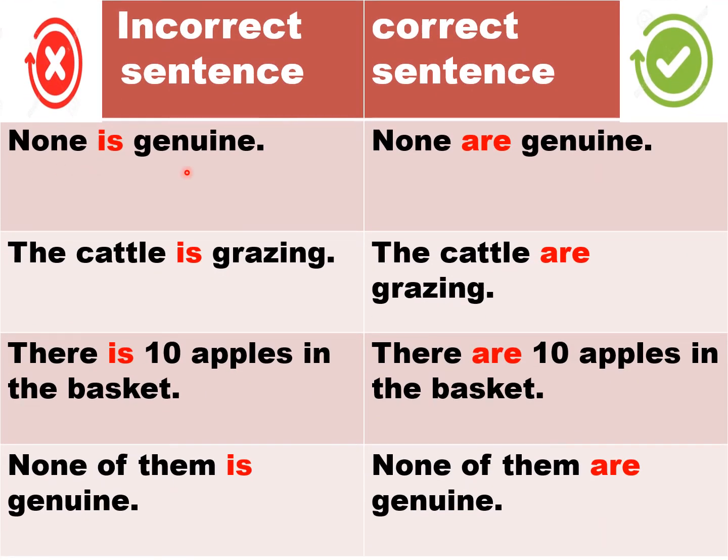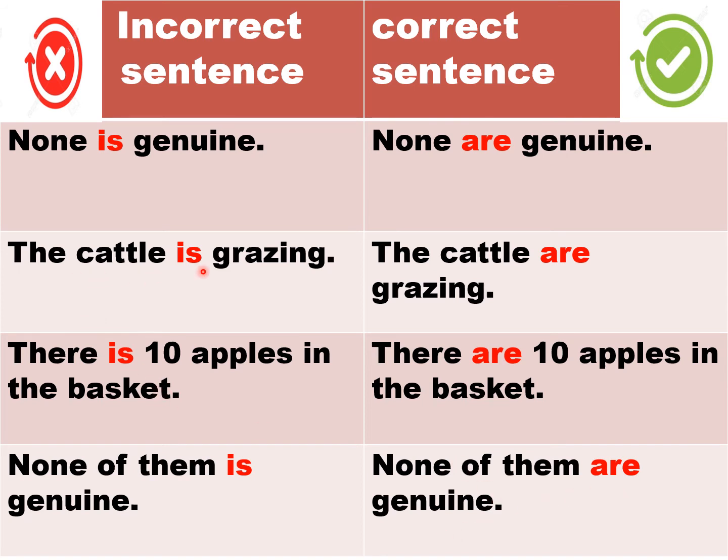None is genuine. Any, no one, none are used for more than two. Here none is used, so we must use the plural verb. None are genuine. None of them is genuine. We have to apply the same rule here. None of them. So, when we use none, we must use the plural verb. None of them are genuine.